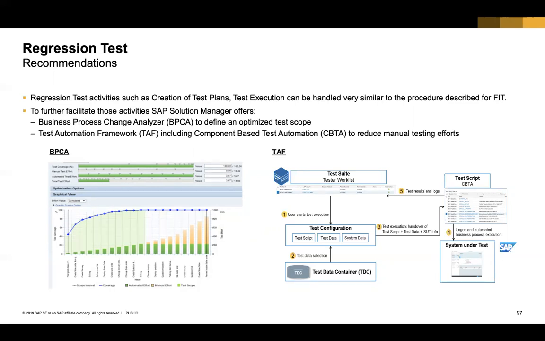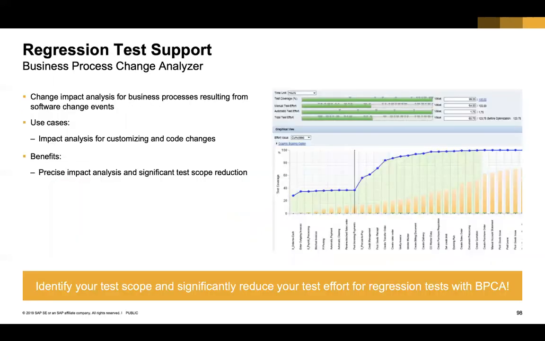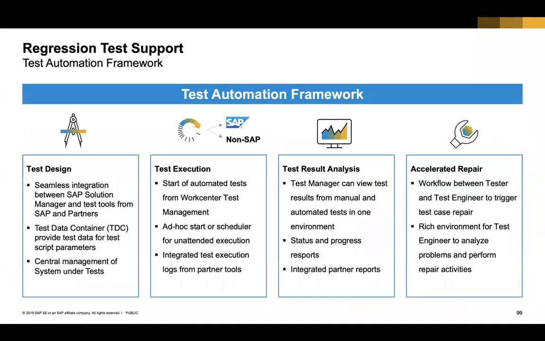I will not go into detail on these tools, but Business Process Change Analyzer is one such tool which allows you to have a very risk-based approach for identifying your test scope. So that's possible with Business Process Change Analyzer. The second tool is Test Automation Framework, which allows you to design and execute automated test cases for SAP applications and non-SAP applications using a framework. We also have a tool within Solution Manager called CBTA, which allows you to run automated test cases as well.